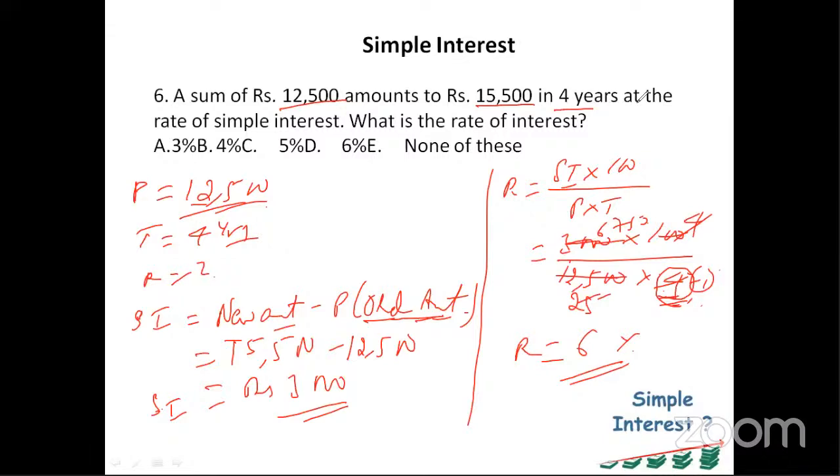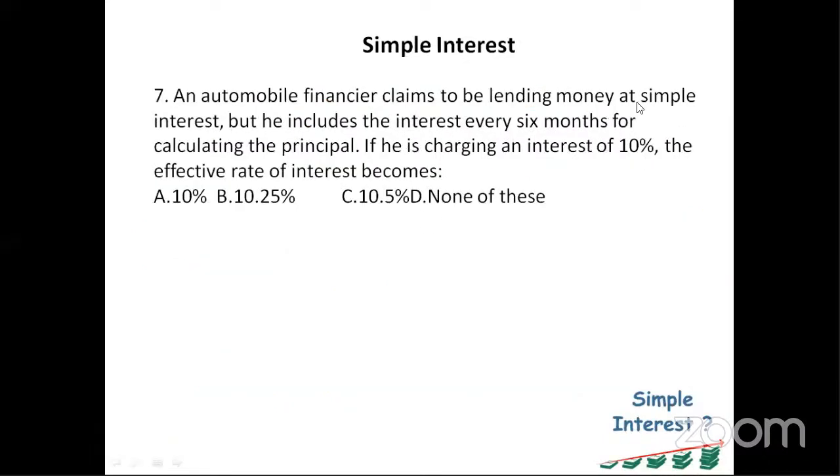Let's move to another question. An automobile financier claims to be lending money at simple interest, but he includes the interest every 6 months for calculating the principal. If he is charging an interest of 10%, the effective rate of interest becomes what?